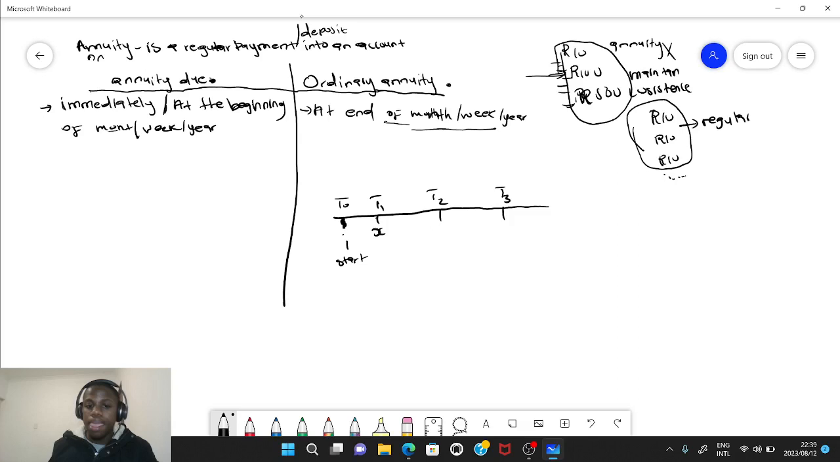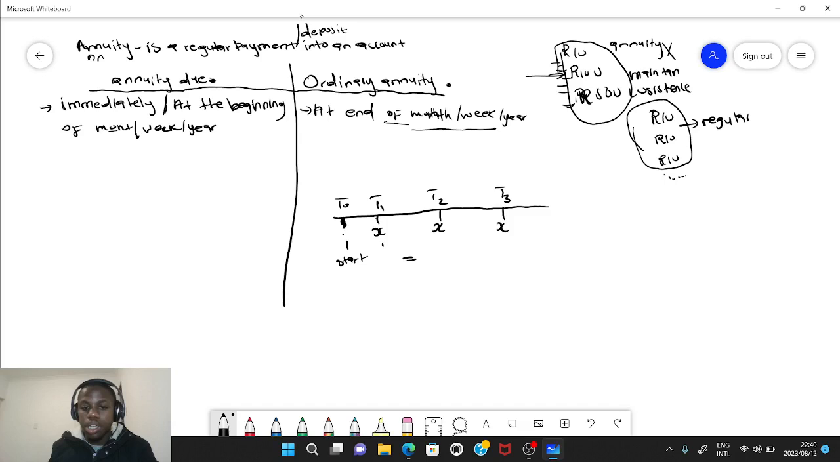How many payments did I make? Let's count: 1, 2, 3. I made 3 payments at the end of each and every month. The same scenario will happen. So this is what will happen: I will have 3 payments in an ordinary annuity. Now we are looking at the difference.